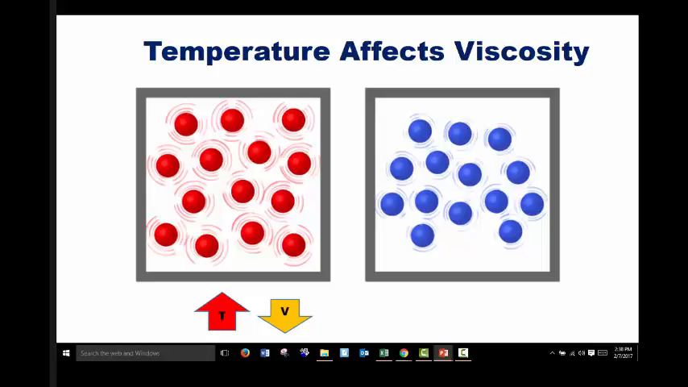At colder temperatures, liquid particles move more slowly since they have less kinetic energy, and they're held more closely to their neighbors. Liquids at colder temperatures have a greater viscosity. Just think of the saying, slower than molasses in January.